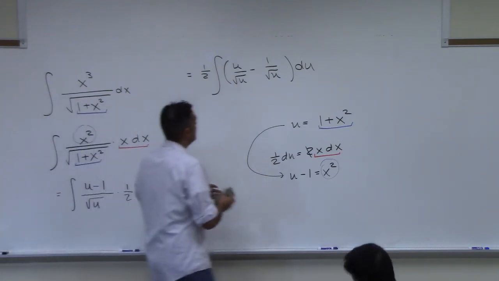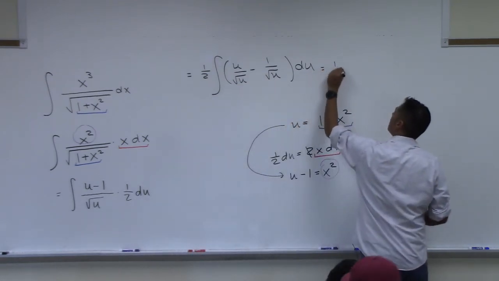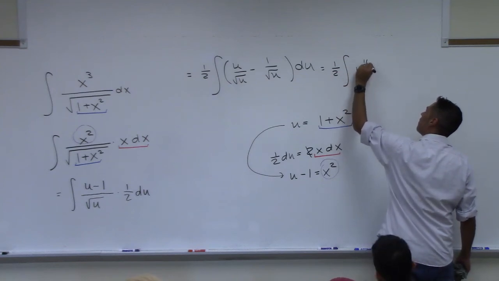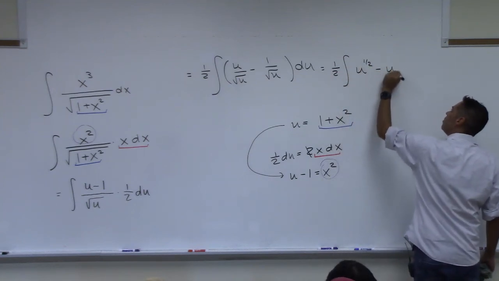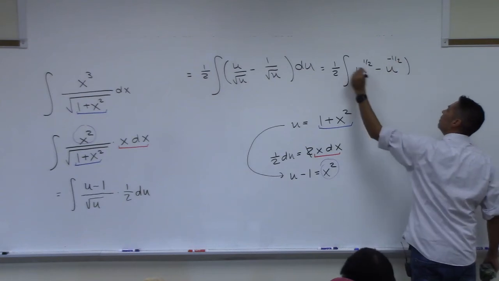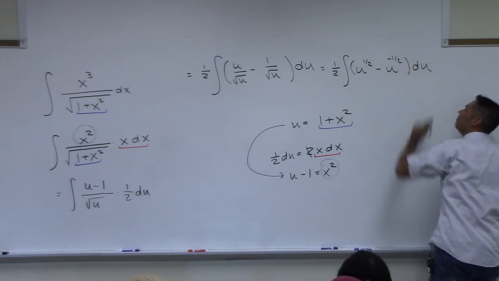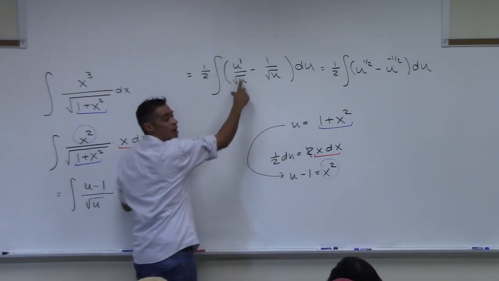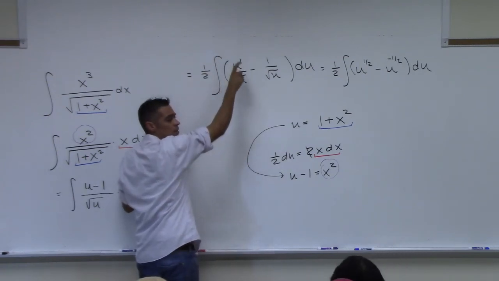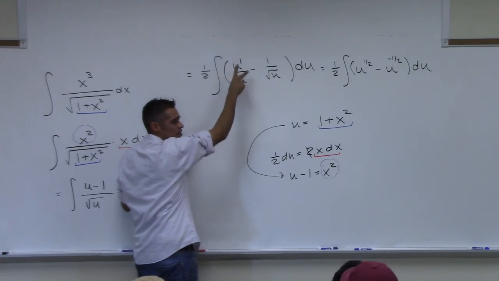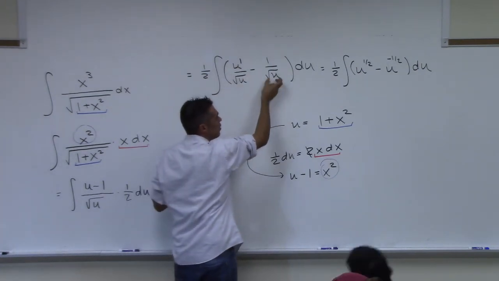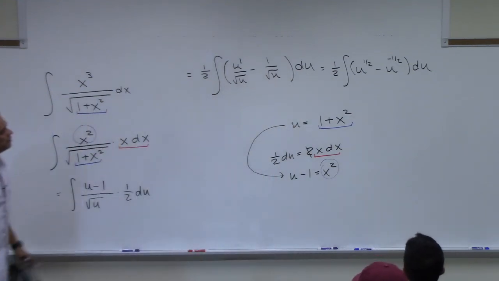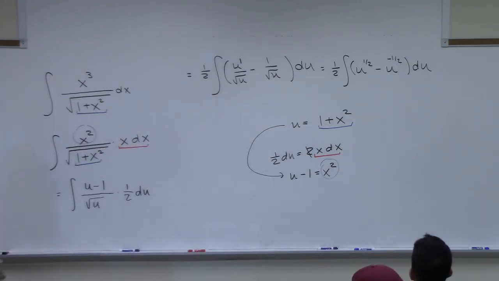So before I do any more, I'm going to write 1/2 integral. This will be u to the half minus u to the negative half du. So that's just using the fact that this is u to the first power over u to the 1/2. So u to the 1 over u to the half is u to the half. You subtract the exponents. Here, just bring this u to the 1/2 up and make it u to the negative 1/2.